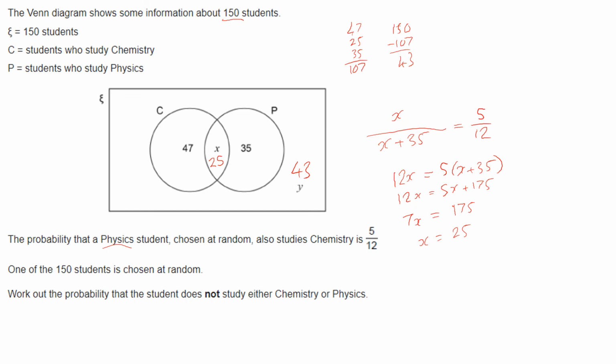Okay, let's actually look at the question. One of the 150 students is chosen at random. Find the probability doesn't study chemistry or physics. Well, that's those 43 people we've just found out of 150. So yeah, Venn diagrams. Enjoy.